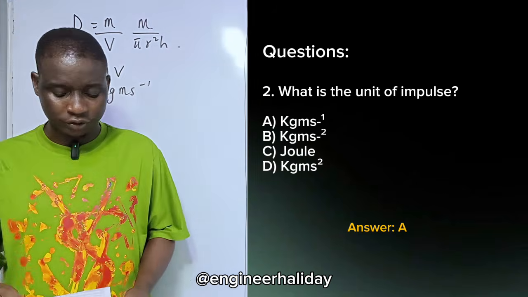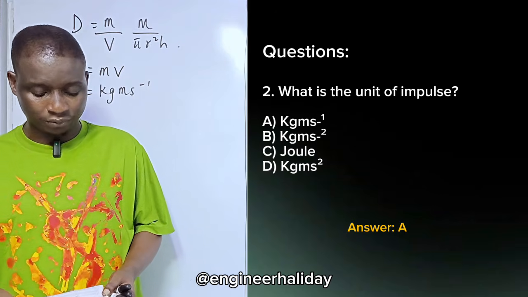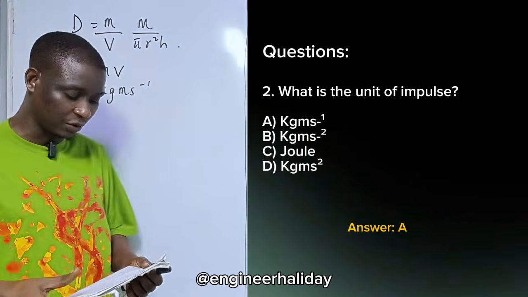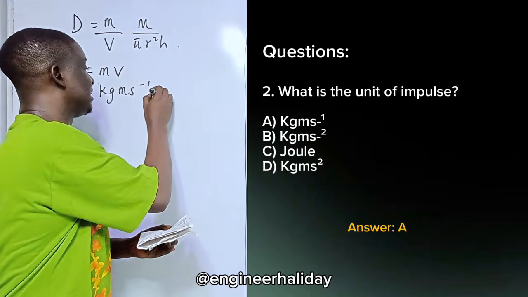Then the answer is option A, which is kg meter per second. Kg is for mass. Meter per second is for velocity. It can also be measured in Newton second.